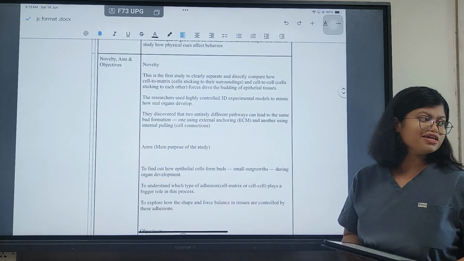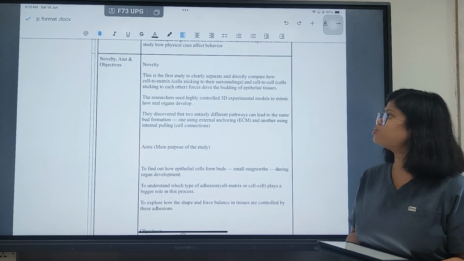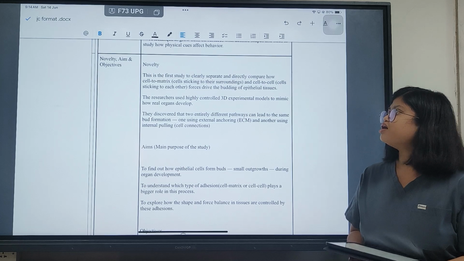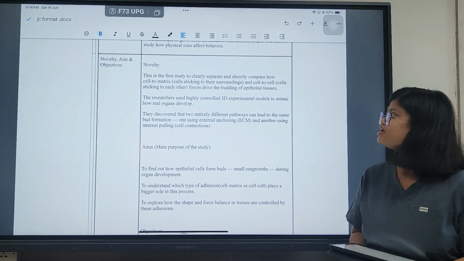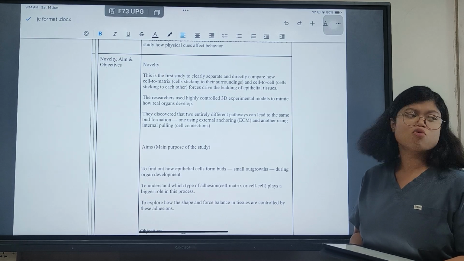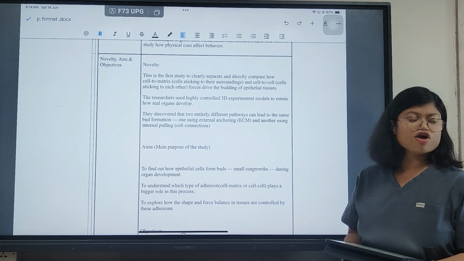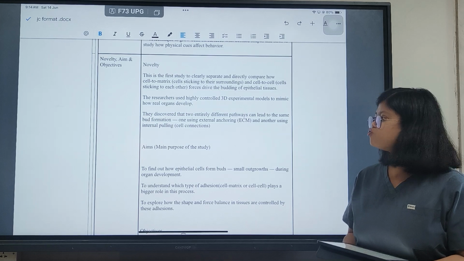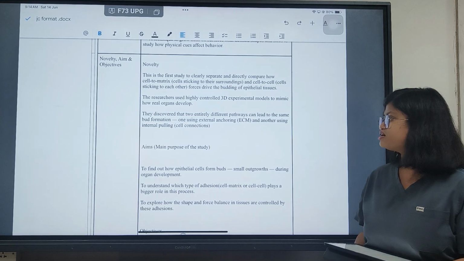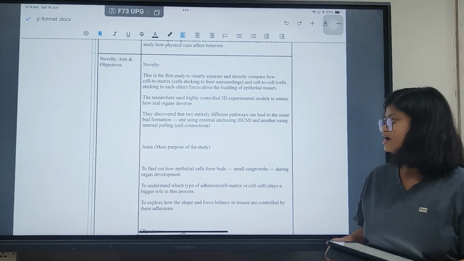So coming to the novelty, aims and objectives, this was the first study to clearly separate and distinguish how cell-to-matrix adhesion and cell-to-cell adhesion drive the budding of the epithelium in salivary gland organoids. They used 3D experimental models, developing two types of mini organoids to mimic how real organs develop and how budding morphogenesis occurs. They discovered two pathways, as I already discussed: cell-to-ECM communication and cell-to-cell adhesion.